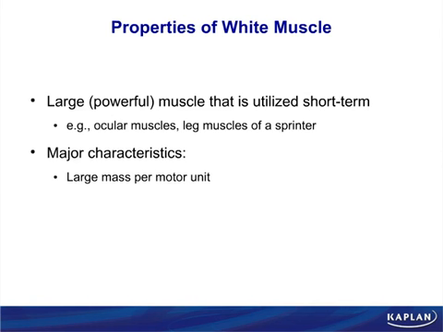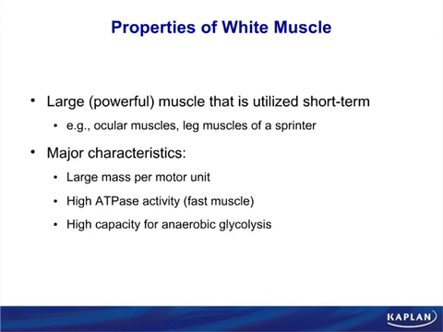Again, we indicated that it's more powerful. It's utilized short term. Ocular muscles are an example, the leg muscles of a sprinter. It has a large mass per motor unit, and it is fast. It has a high ATPase activity, as we indicated before. Line B on our force velocity curve. It's more powerful. It has a very high capacity for anaerobic glycolysis because it has a low level of myoglobin.